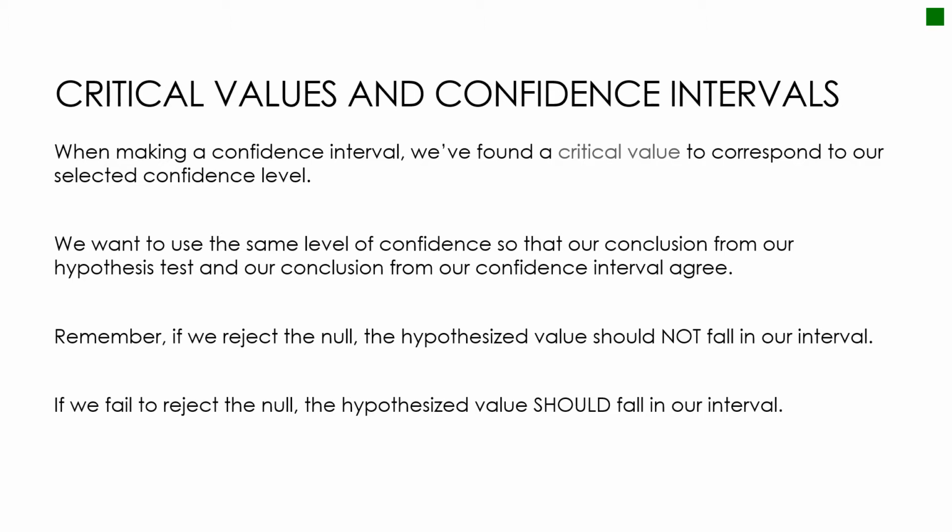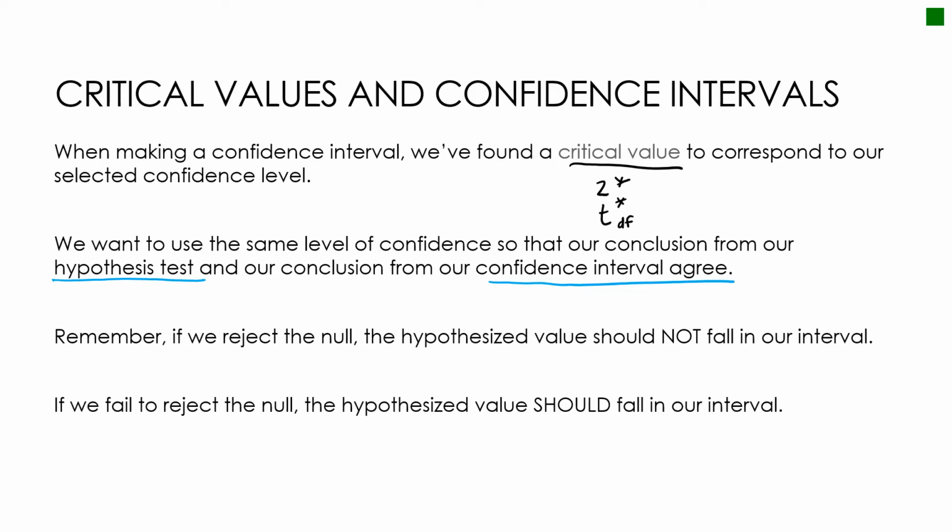So when we create a confidence interval, we're using a critical value that corresponds to the confidence interval. And by critical value, I mean my z star for proportions or my t star for whatever degrees of freedom for means. If I want the same level of confidence for my test, which of course I do, because we already talked about how important it is that our confidence interval agrees with our hypothesis test conclusion, we want to make sure that we're using the same level of confidence for the test and the interval.